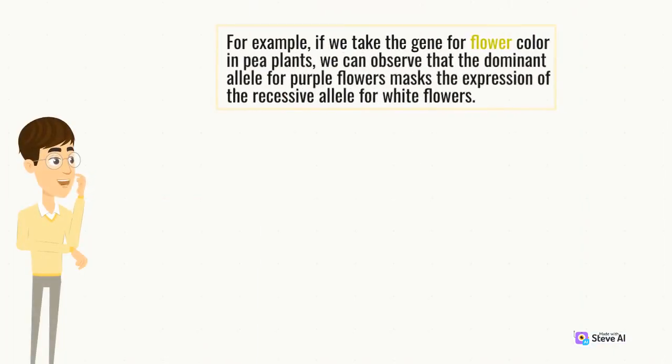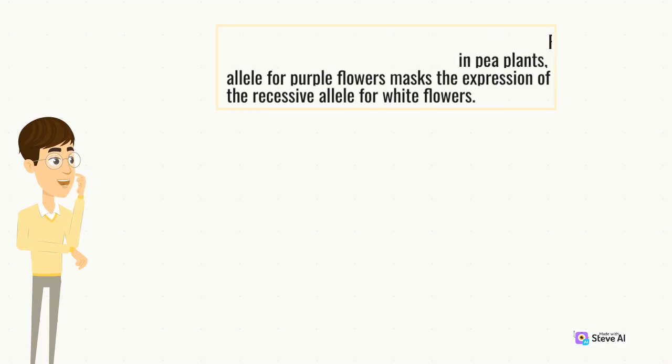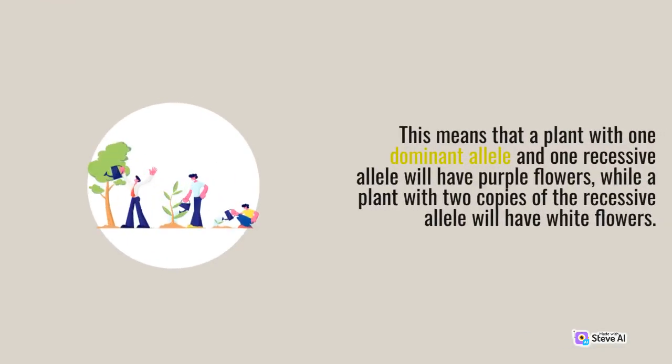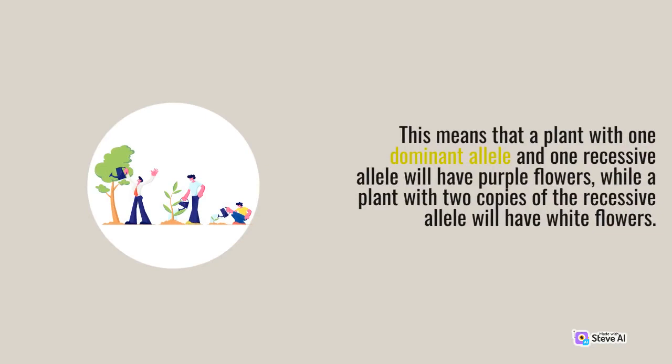For example, if we take the gene for flower color in pea plants, we can observe that the dominant allele for purple flowers masks the expression of the recessive allele for white flowers. This means that a plant with one dominant allele and one recessive allele will have purple flowers, while a plant with two copies of the recessive allele will have white flowers.